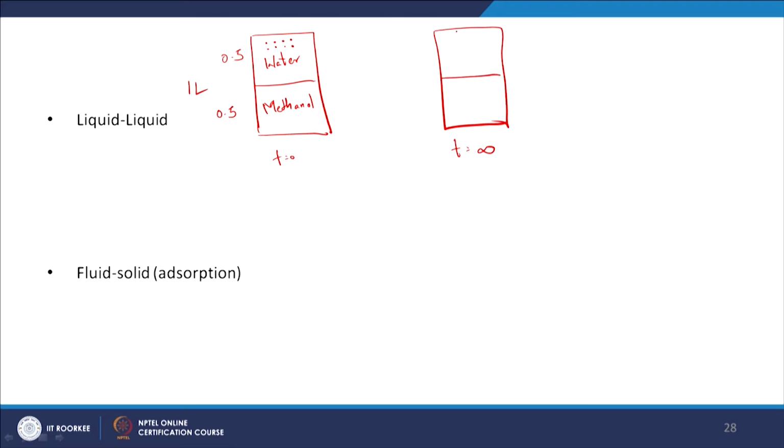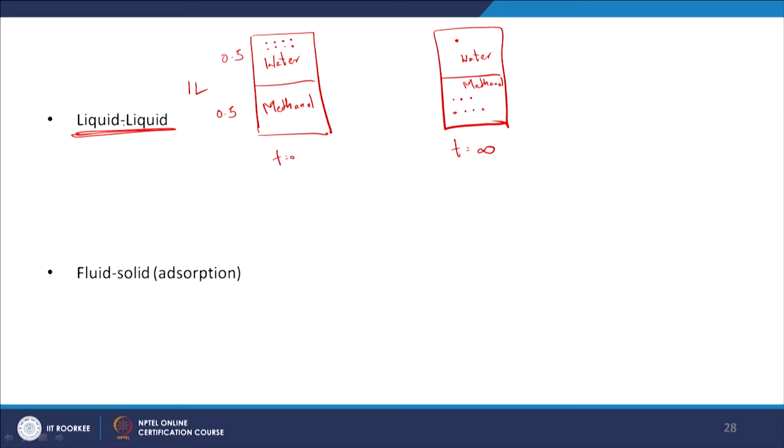Let us say if it is a hydrophobic compound, it does not want to stay in water. So, let us say only 1 mole in water and 7 moles in methanol. So, here we are coming across partitioning of a particular compound between liquid and liquid now, right.